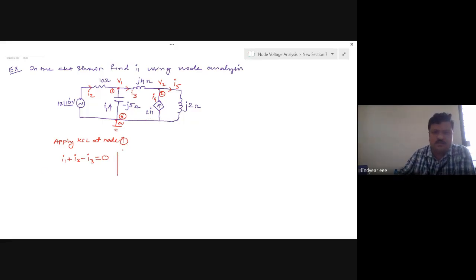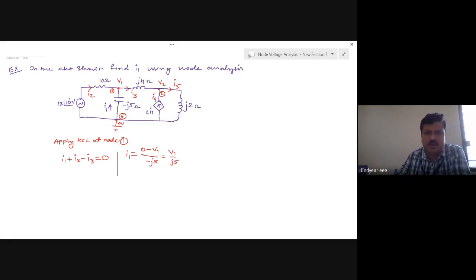Now you have to write the equations. What is I1? Now observe, I1 is flowing from ground to V1. If it was from V1 to ground, I would have taken it V1 minus 0 divided by minus J5. Now it is flowing from ground to V1. So I have to take 0 minus V1 divided by minus J5. So it will be V1 by J5.